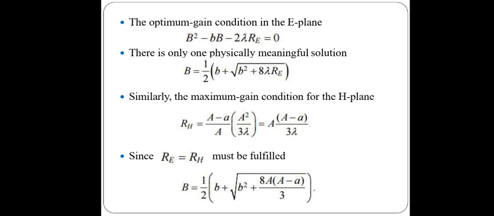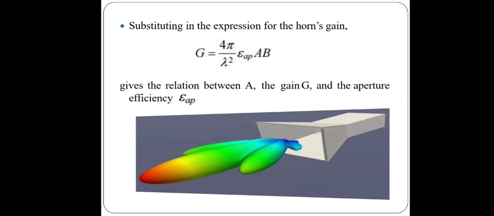Similarly, the maximum gain condition for the H plane is also the same, RH equal to A into (A minus a) by 3 lambda. And similarly, RE is equal to RH. Therefore, B is equal to half into (b plus the root of b squared plus 8A into (A minus a) by 3). These are the optimum gain conditions for the E sectorial and H sectorial horns. The combination gives the pyramidal horn. Substituting in that expression, we get the gain of the horn antenna. So G is equal to 4 pi by lambda squared into epsilon AP into A into B.